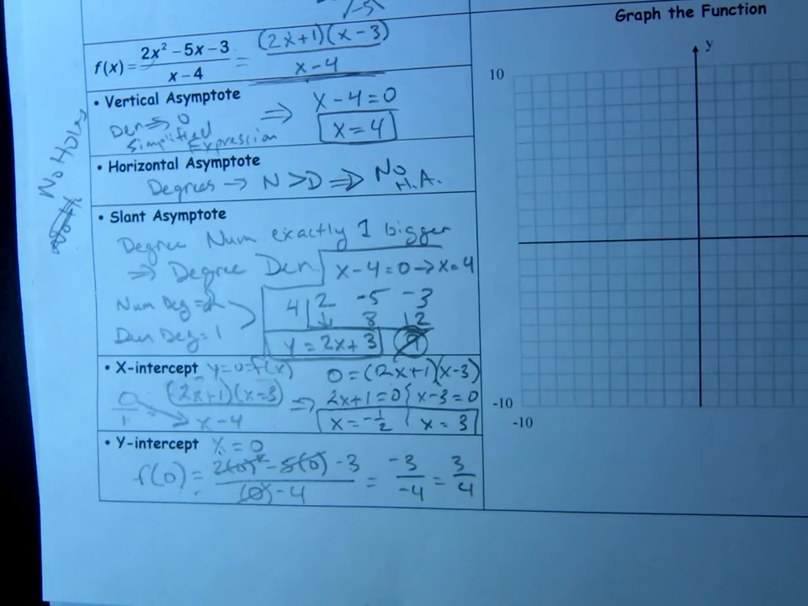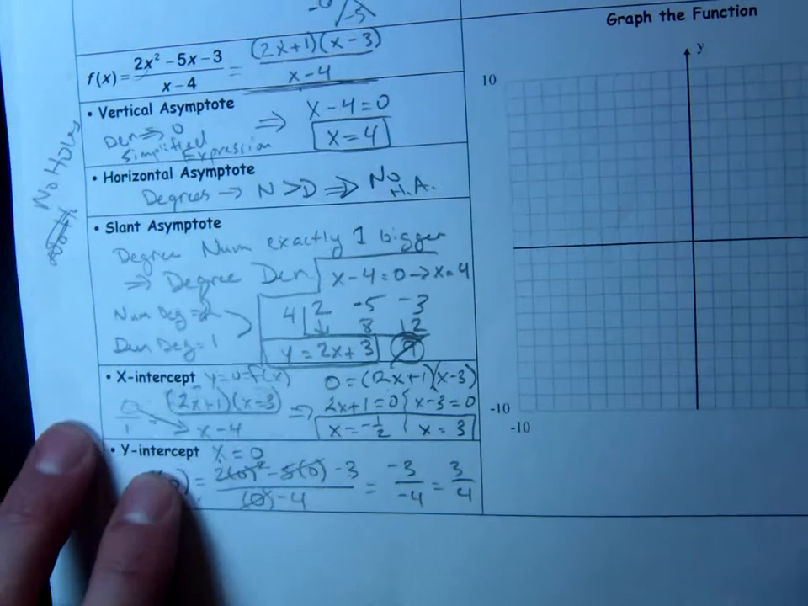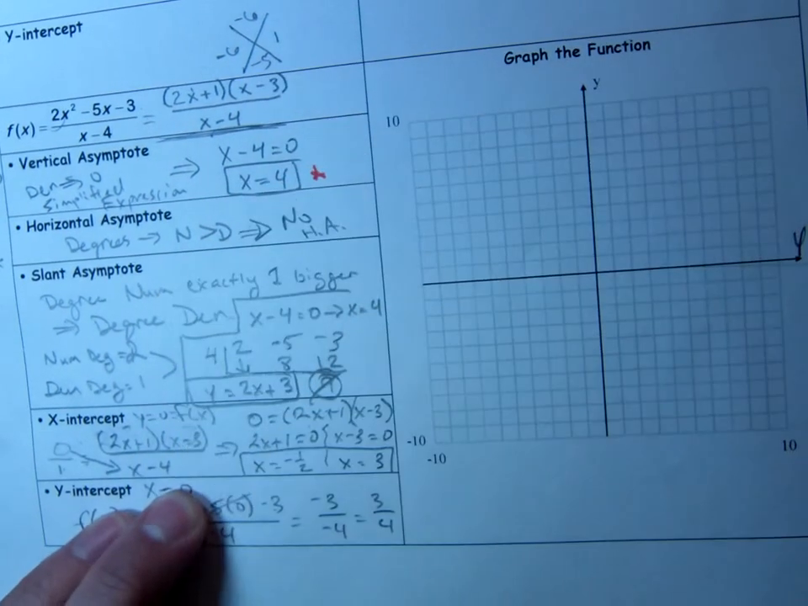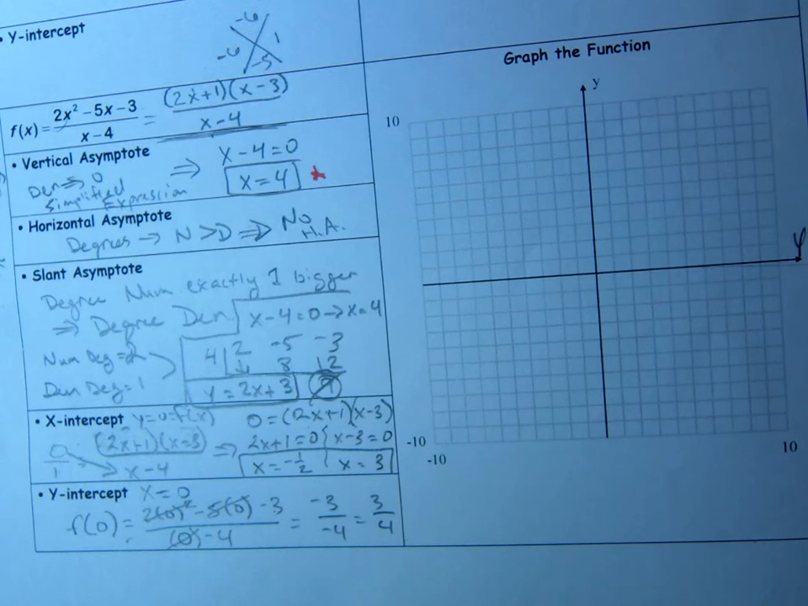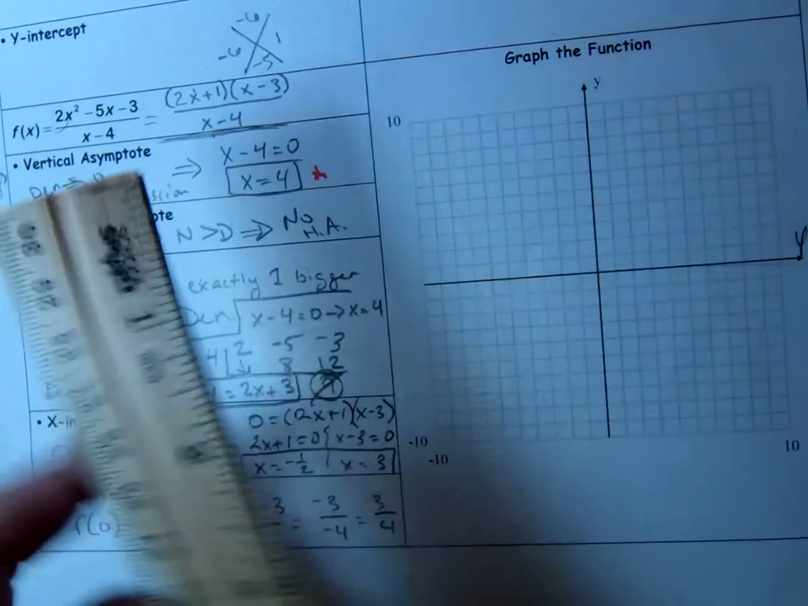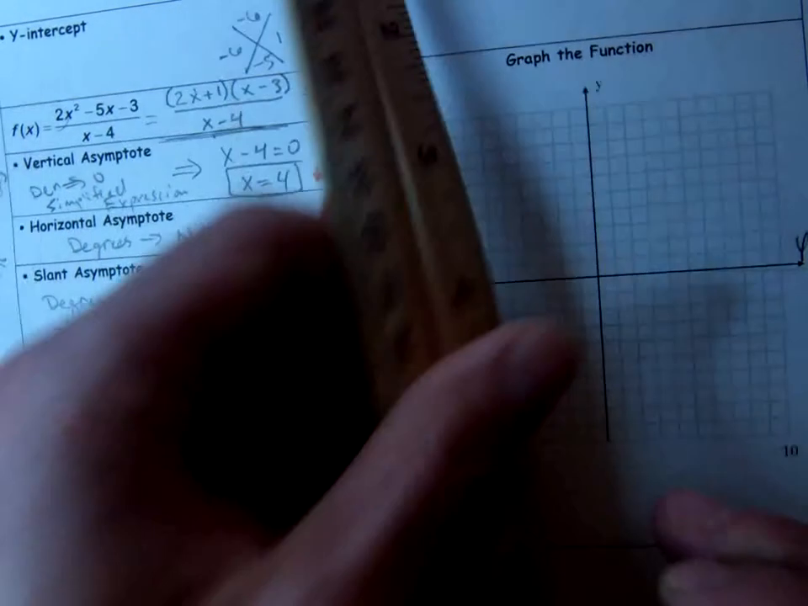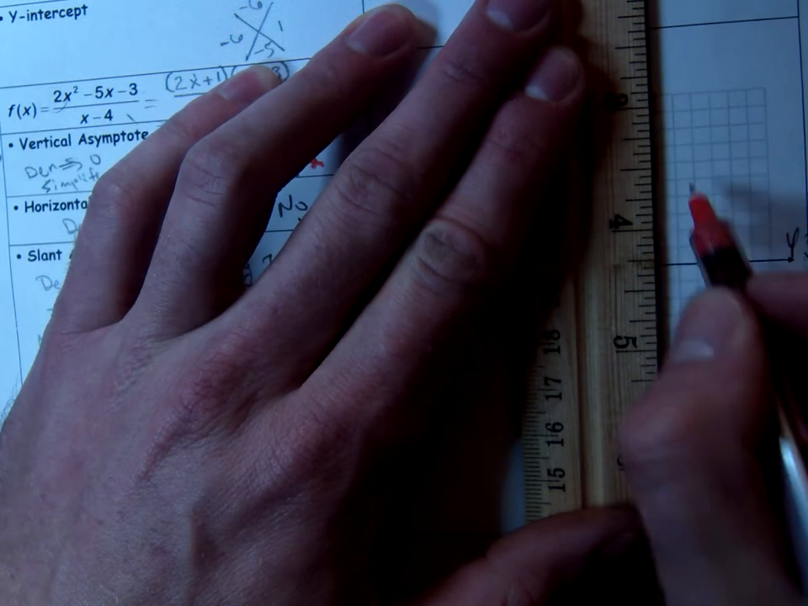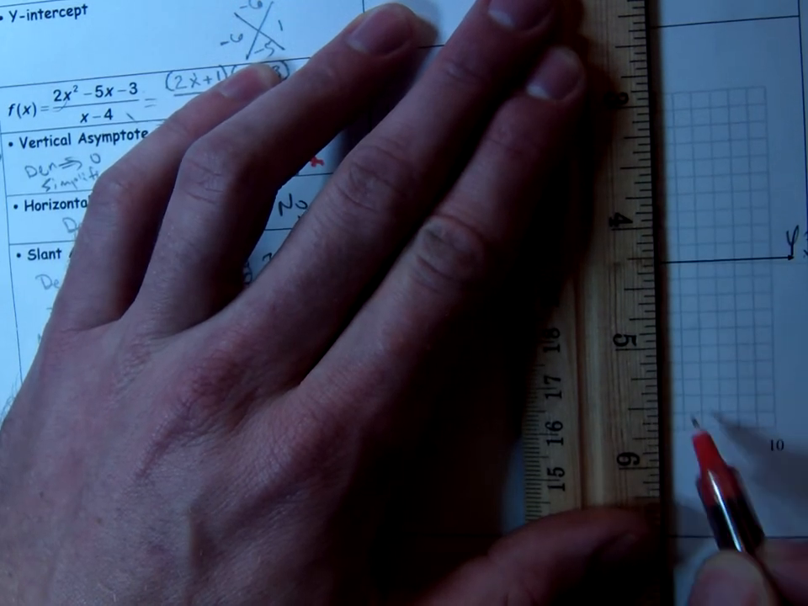Now we have tons of information. The only thing we're missing is maybe some additional points to clarify. But before we pick our additional points, let's put up all of our boundaries and critical points so we have an idea of what additional points we should pick. The first one is our vertical asymptote, which is right here at x equals 4. So I go out to 1, 2, 3, 4, and I draw a dashed vertical line. Remember, you should always use a dashed line to show that it is a boundary. It is not part of the actual graph.